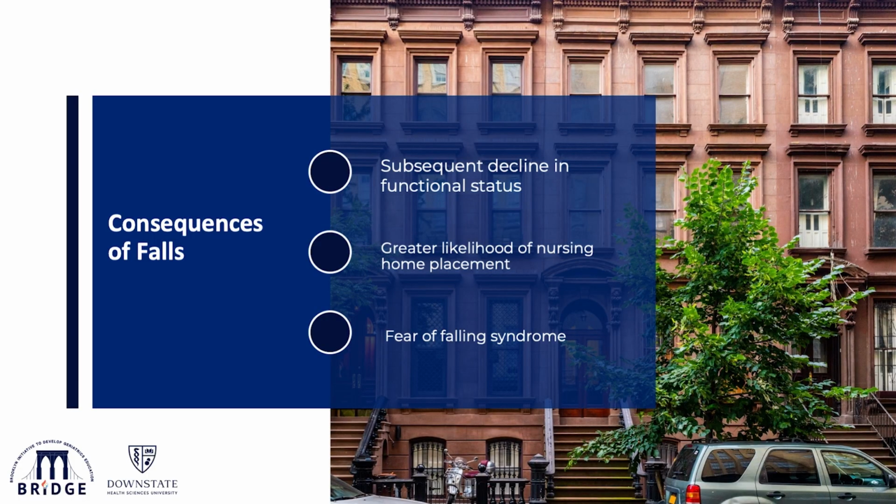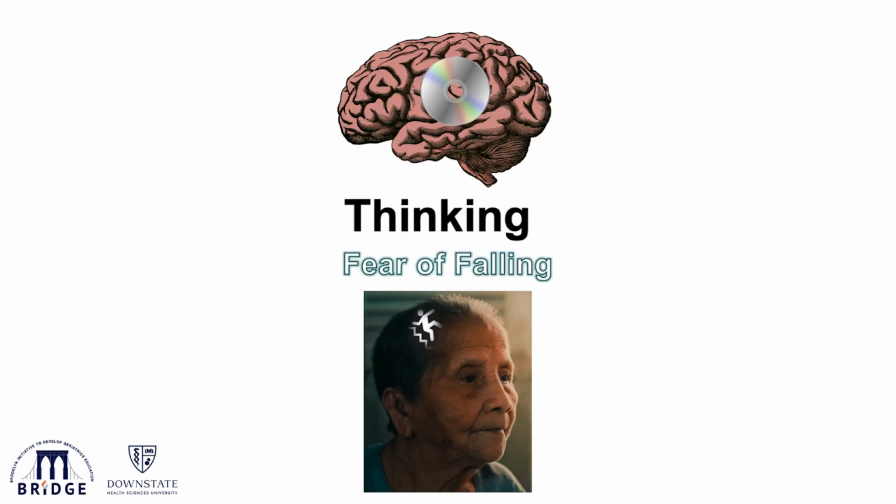So the major consequences of falls, just sort of a summary of that previous slide, is that when people fall, oftentimes there's a subsequent decline in their functional status. They don't get back to baseline, right? The burden of care goes up. For some, it can be nursing home placement. And a key factor, a huge factor, is that when someone falls, oftentimes they'll develop a fear of falling. And evidence shows that when somebody's fearful of falling, guess what? They're more likely to fall.